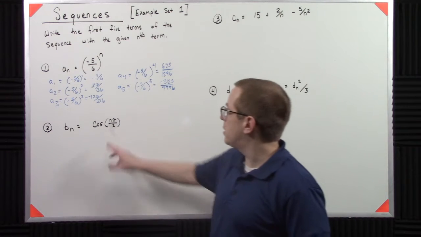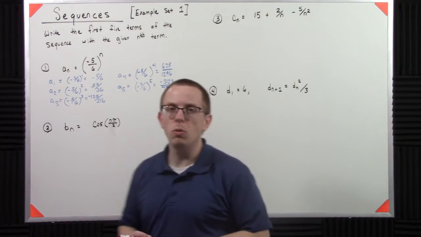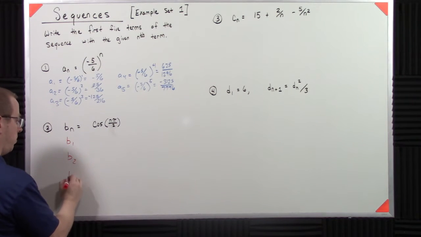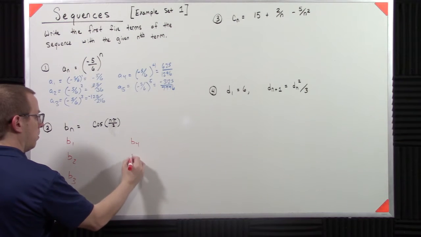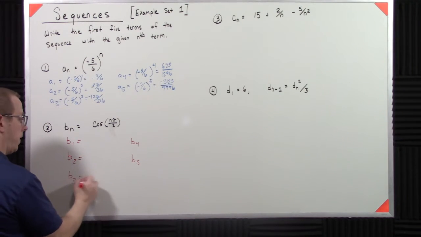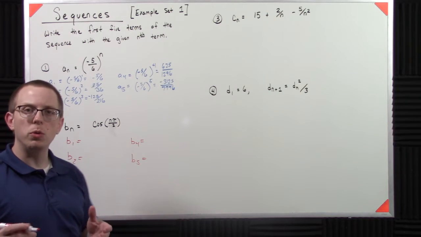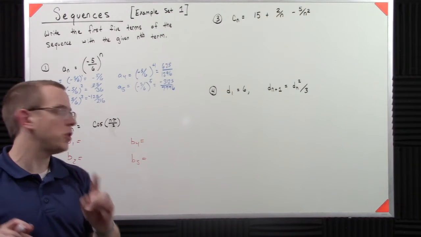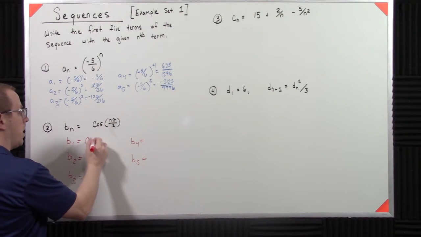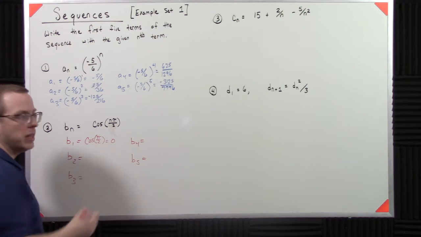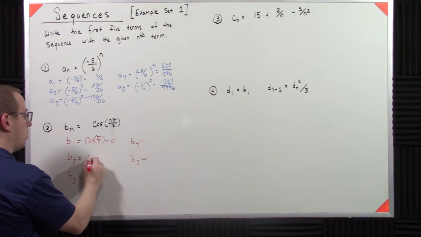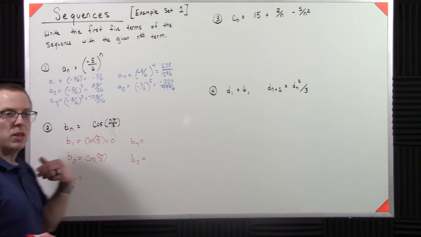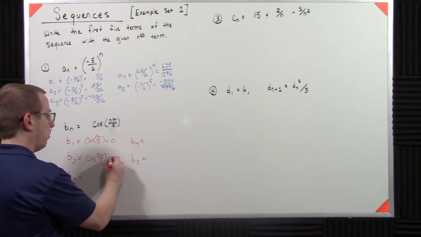This one's an interesting sequence. b_n is cosine of n pi over 2. So I do b1, b2, b3, b4, b5. So again, all we're doing is matching letters. So these n's match. When we're dealing with the first term, n is 1, so that's cosine of pi over 2. Well, that's 0. The next one is cosine of, so we have a 2 here, so it's 2 pi over 2, which is the same thing as cosine of pi, so we get negative 1.